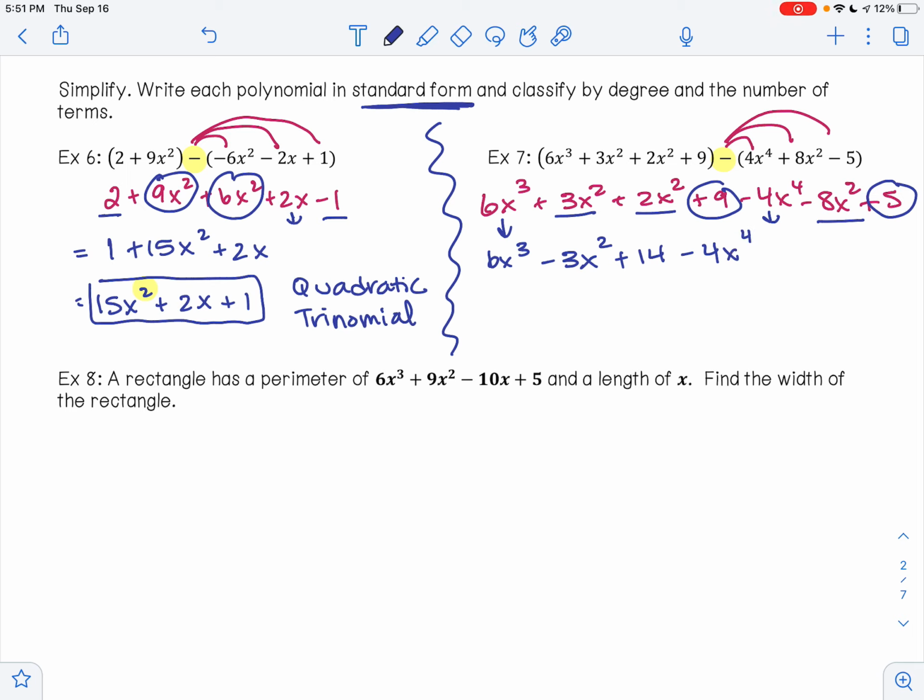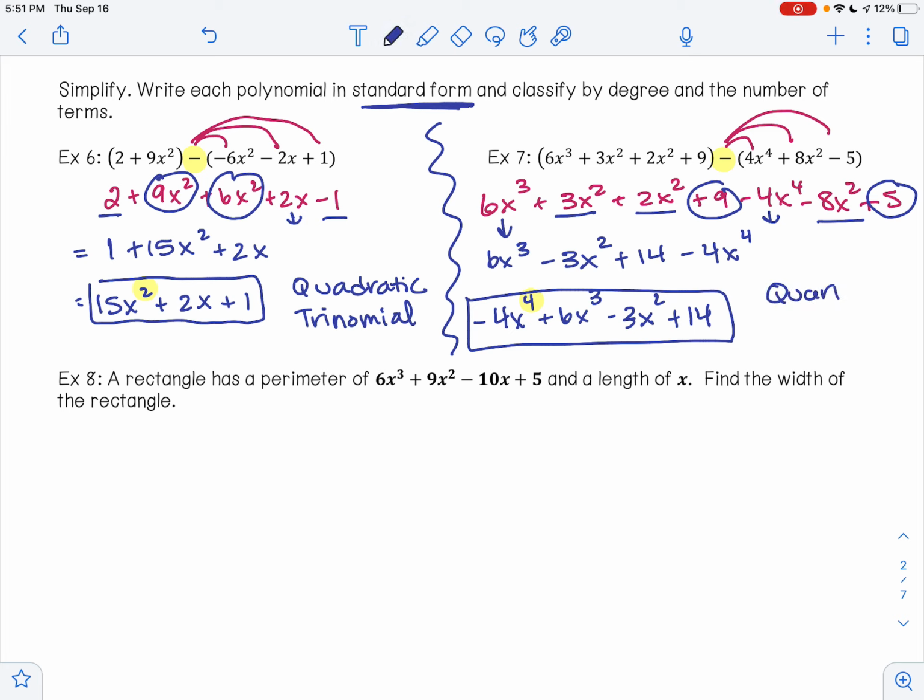I need to write this in standard form. So my highest exponent goes first, and then we go in descending order from there. So this is my answer. My highest exponent is 4, so that makes this quartic. And then I have 4 terms, so this would be a quartic polynomial.